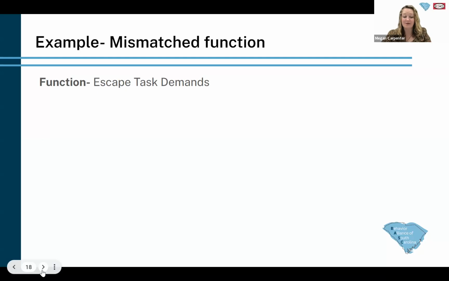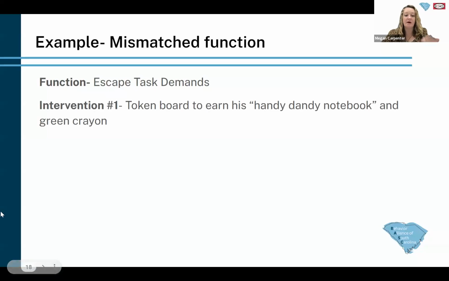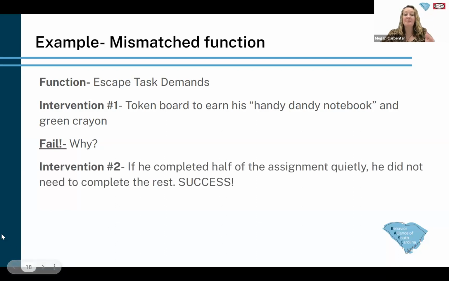I did assess the reading comprehension task to make sure it was at an appropriate level of something he could do, and it was. So I created an intervention, a little token board where he could earn tokens for answering every comprehension question and get access to his handy dandy notebook and his green crayon. He was really into Blue's Clues. And I was like, great, he loves these things. But the intervention completely failed. He was still calling his sister, calling for his dad. It was not working because I didn't match the intervention to the function of his behavior. He wanted to escape the task. He didn't want access to his favorite tangibles, the notebook and green crayon. He didn't want to do the work.